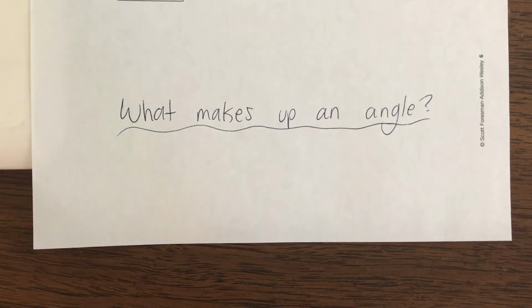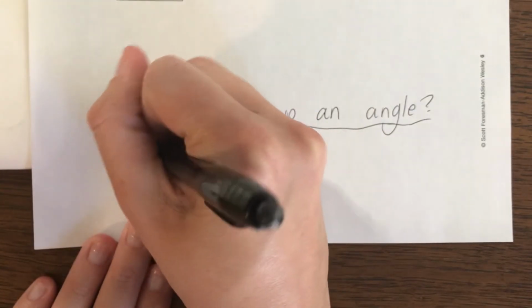So yesterday we talked about the acute angles that have to be less than 90 degrees. Right angles are exactly 90 degrees. Obtuse angles are greater than 90 degrees. And then your straight angles, which also look like a line, are 180 degrees. But every type of angle is made up of the same thing. Angles are made up of rays.